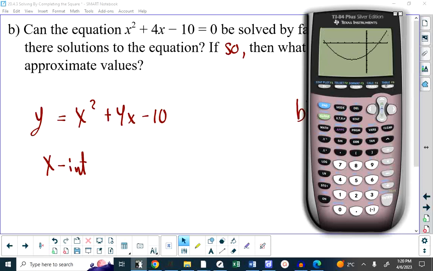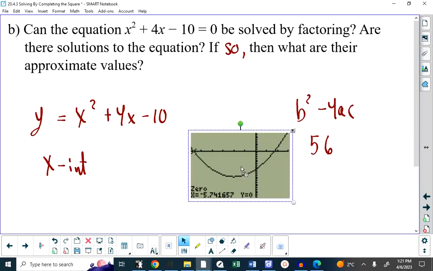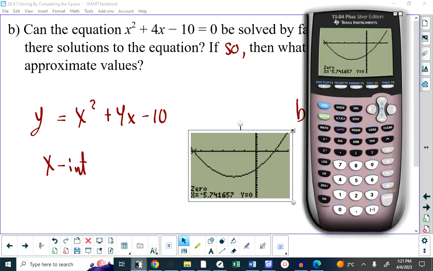So what are these x-intercepts? Let's do the one on the left first. It's a 0. Put your cursor to the left of it, then put your cursor to the right of it, hit enter. One of our solutions is approximately negative 5.7 something. Repeat the process.